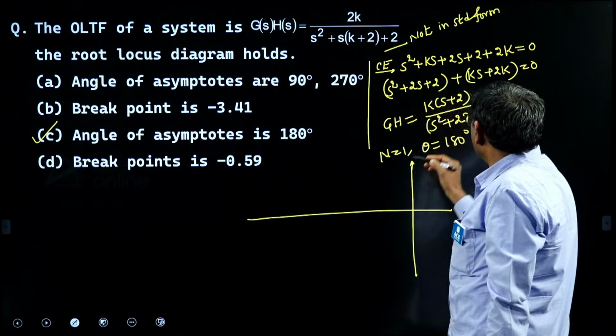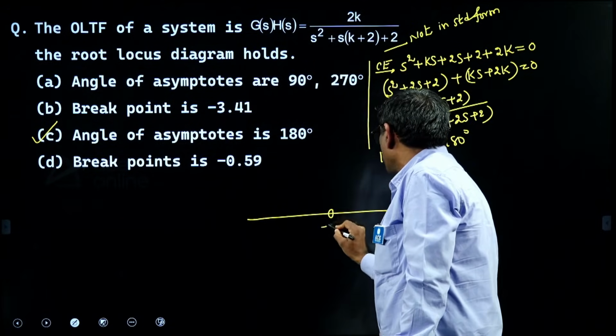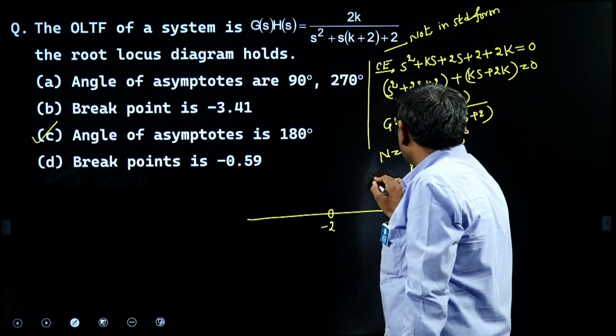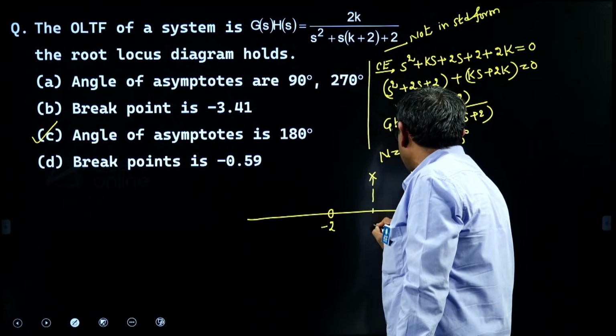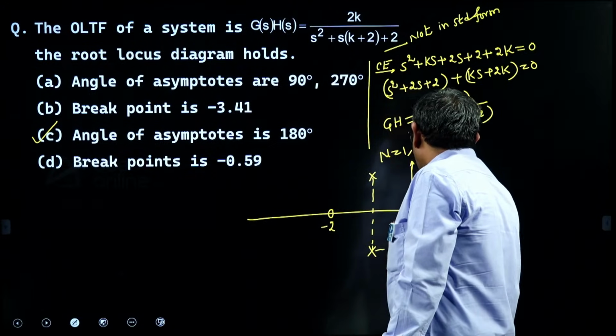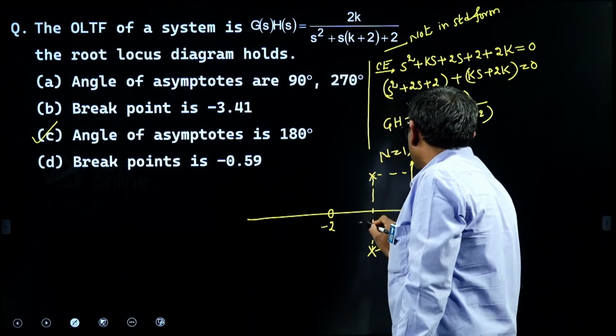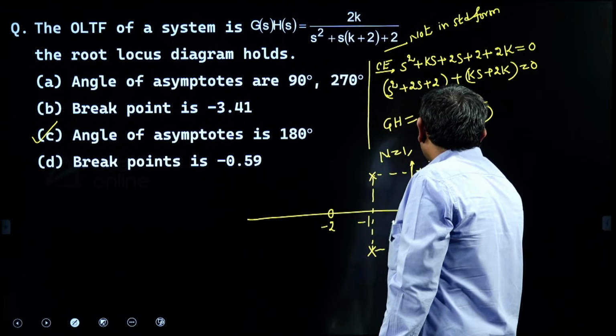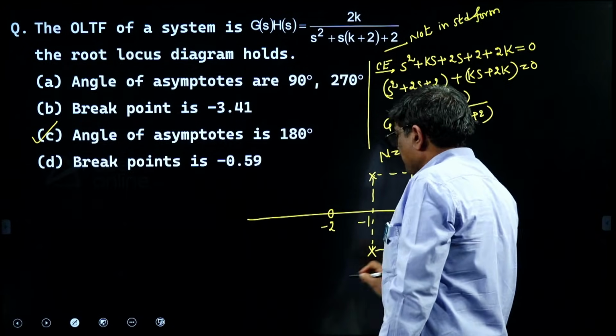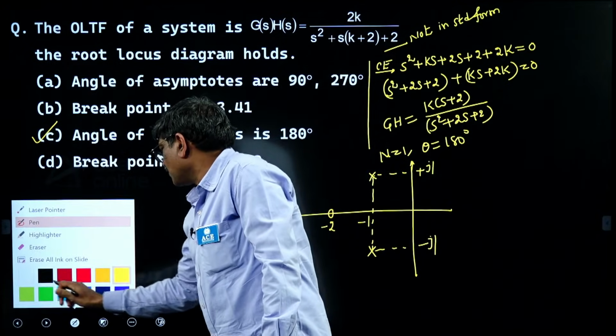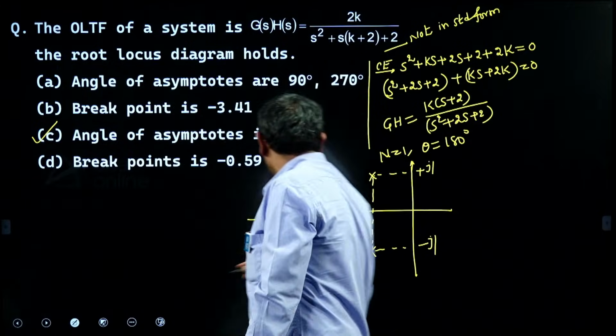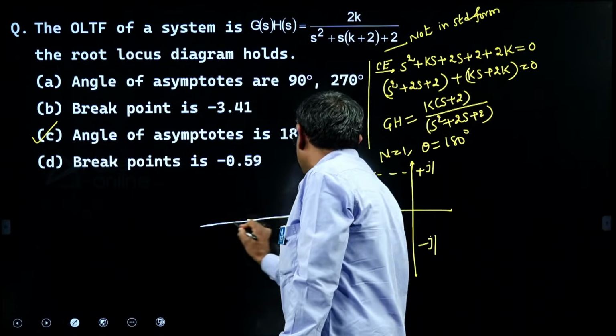Where are the zeros? One zero at minus 2. Poles at minus 1 plus or minus j1. If observed here, there is a root locus branch here only. In this region the root locus branch exists.